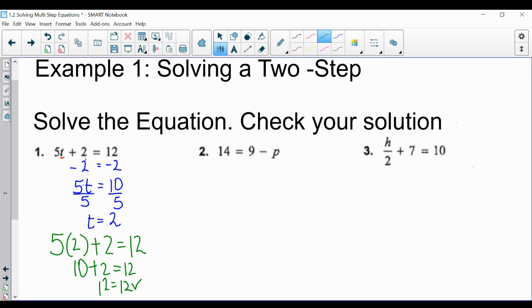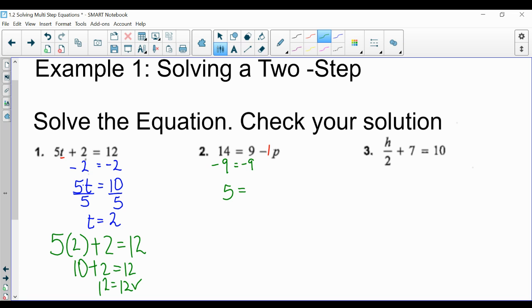Our next one here, I have 14 is equal to 9 minus p. Again, I know that I have a 1 in front of my p, it's just not written. And so I need to do my addition subtraction first. I can see that my 9 is positive, so the opposite of a positive number is a negative number, and I'm going to move it over the equal sign. Now go ahead and simplify this. 14 minus 9 is 5.